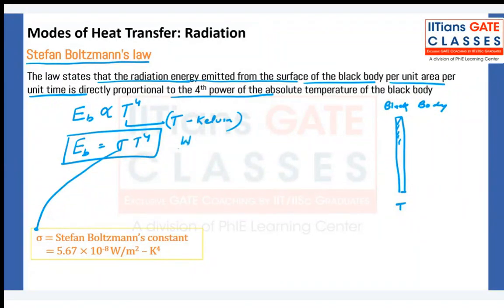The unit here is watt per meter square. You see, it is per unit area and per unit time, so this is joule per second meter square. It is per unit time, per unit area, and the fourth power of its absolute temperature. Okay, is it clear?